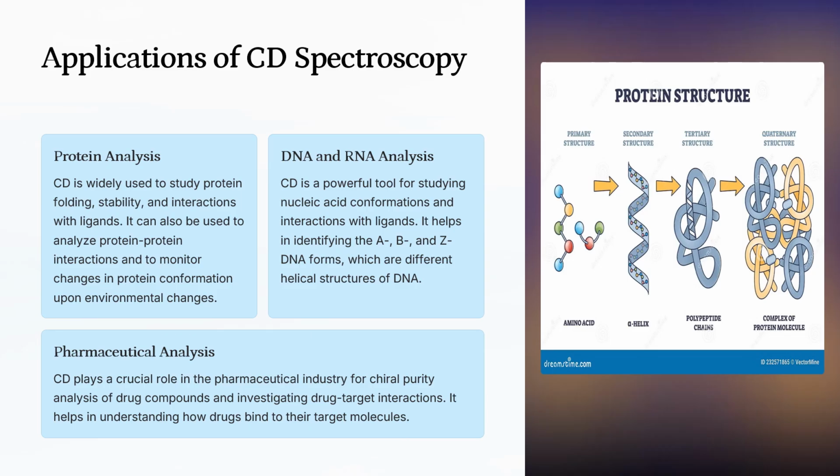Next is DNA and RNA analysis. They are called nucleic acids, and CD helps to differentiate between conformations like A, B, or Z DNA forms, and also monitors ligand binding. The next one is pharmaceutical analysis as well. CD plays a crucial role in the pharmaceutical industry for chiral purity analysis of drug compounds and investigating drug-target interactions. It helps in understanding how drugs bind to their target molecules.